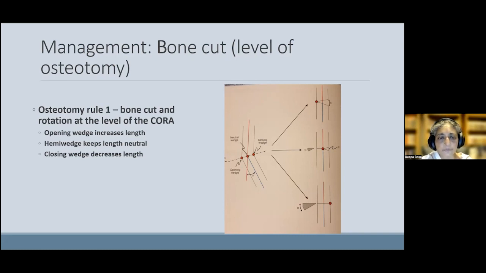Now, if you perform an opening wedge, as you see here, then you will create length. If you do a hemi wedge, which is to say that you take a small wedge out of half of the bone and you open up the other half of the bone, that's known as a hemi wedge, that will give you no increase or decrease in length. So it will remain length neutral. And if you were to perform a closing wedge osteotomy, then that will shorten the bone. So depending upon whether the patient is long or short or what you're trying to achieve, you can do either of these 3 cuts.